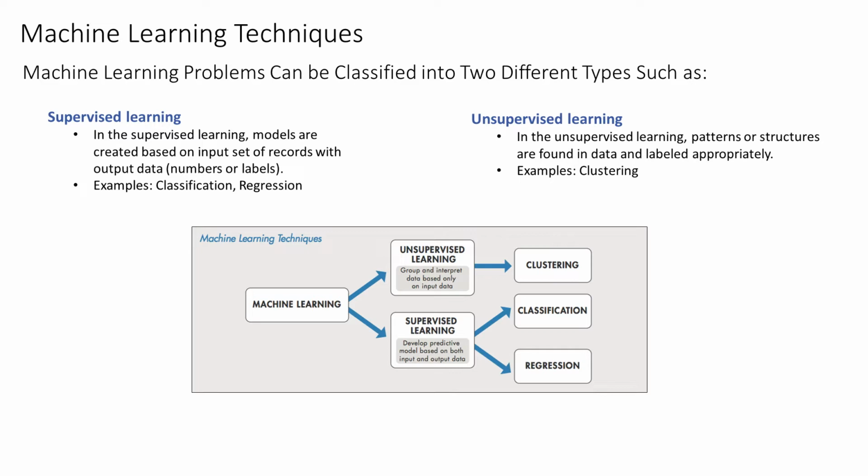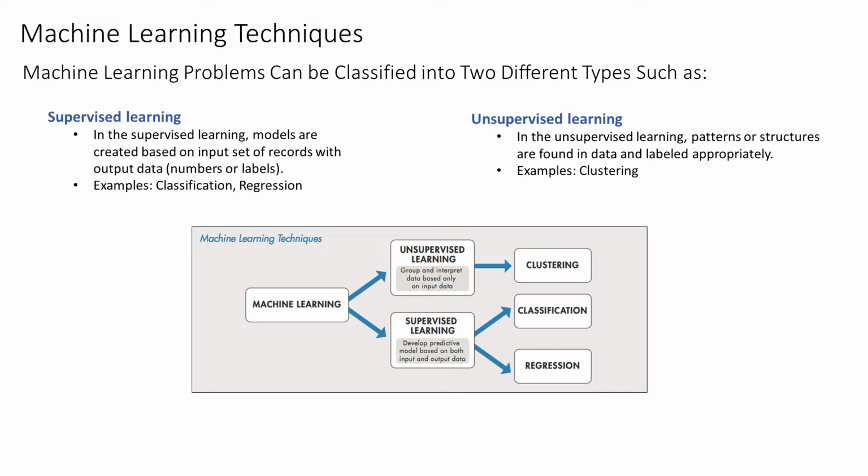There are two types of machine learning techniques that might be applied in an advanced analytics solution. The first is supervised learning, wherein the models are created using an input set of records with output data that is labeled. Regression and classification techniques are examples of supervised learning. For example, if you want to identify customers who are likely to default on loans, you need to train or instruct your classification model with labeled data. Then you can use this model to determine the likelihood of default of future borrowers.